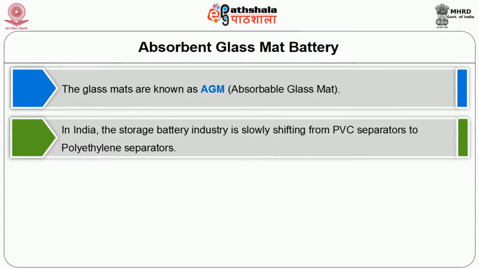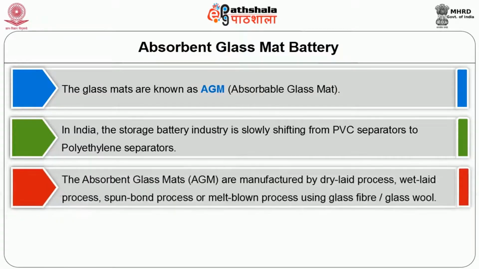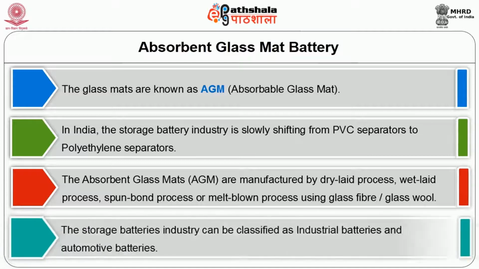In India, the storage battery industry is slowly shifting from PVC separators to polyethylene separators. The glass absorbent mats are manufactured by dry lay process, wet lay process, spun bond process, or melt bond process using glass fiber, glass wool. The storage battery industry can be classified as industrial battery and automobile batteries.